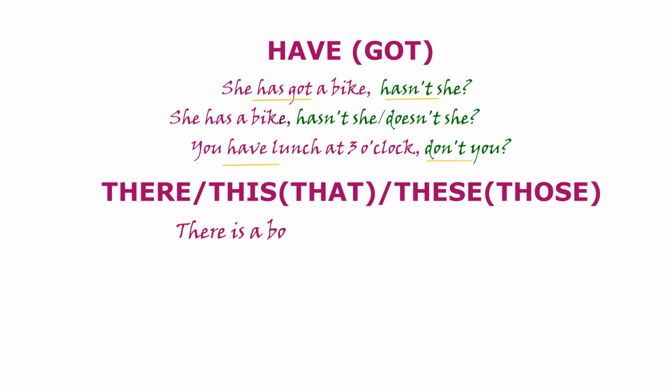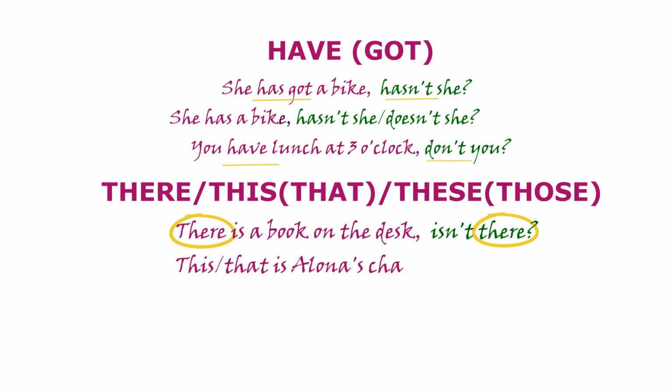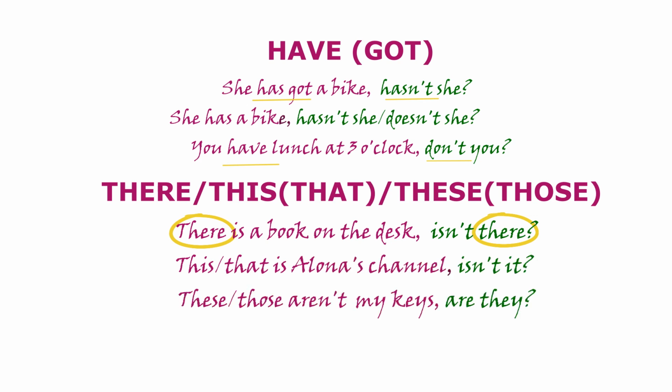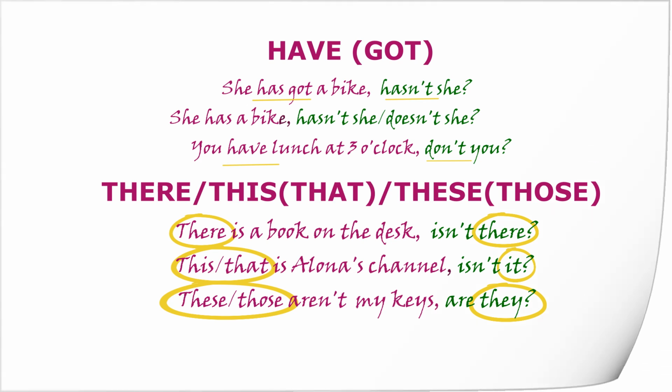If we have got the sentence with there is or there are, you should have also there is or there are in your tag. For instance, there is a book on the desk, isn't there? If you have a sentence starting with this or that, you should have it in your tag. This is Alona's channel, isn't it? If you have these or those, you should have they in your question tag. These aren't my keys, are they?